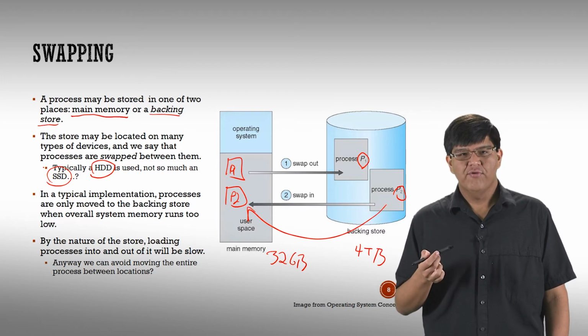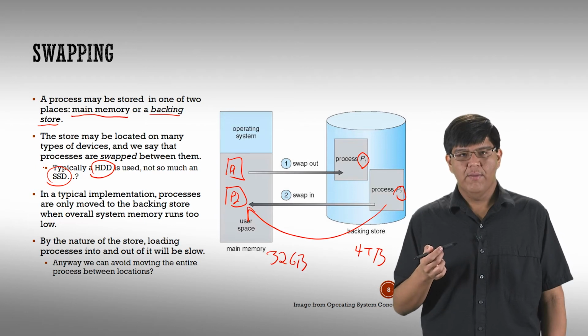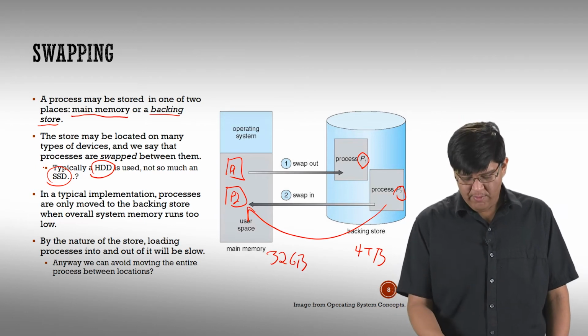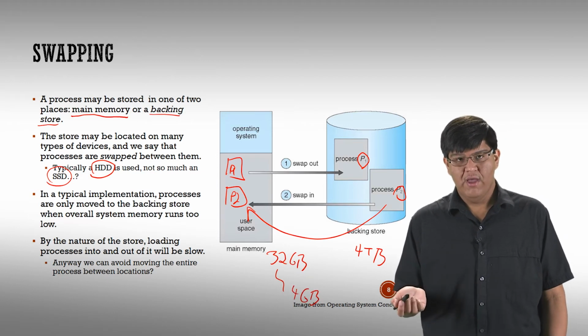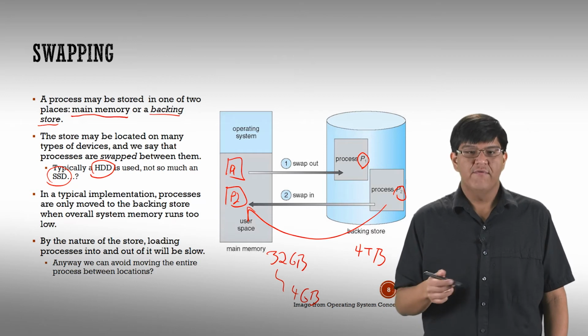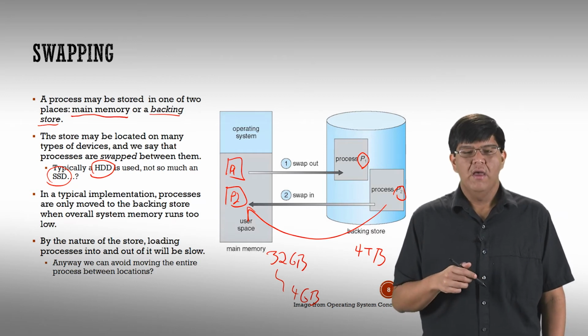And swapping is a very common thing. If I'm working on my computer and I have a lower amount of memory, so maybe I have only 4 GB, I'm going to have more swapping. Generally, the more RAM you have, the less swapping you have, versus the less RAM you have, the more swapping that happens.